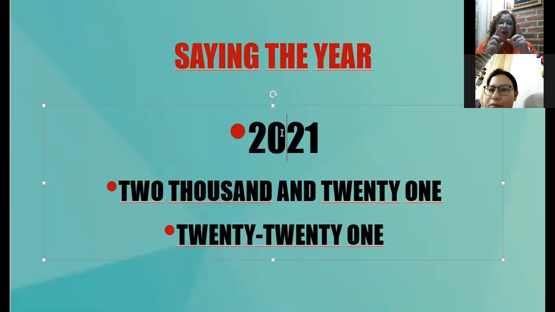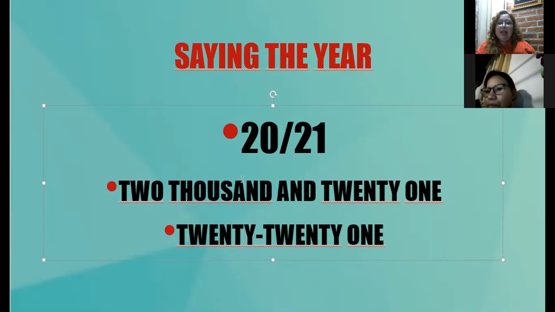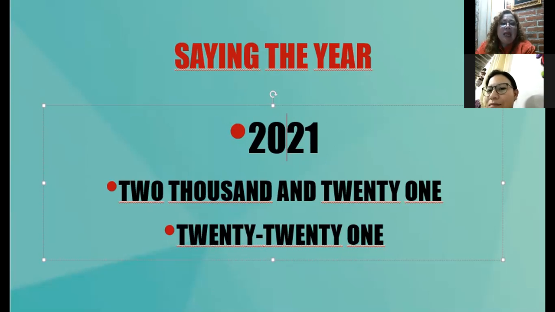But we can divide the year into two ciphers. Okay, let me show you like this. We can divide and say twenty twenty-one. You see? Podemos decirlo de las dos formas. We can say it in the long number, or we can say it divided into two ciphers. Pero para que nos acostumbremos y podamos desarrollar un poco el speaking, it's better if we say the long number.